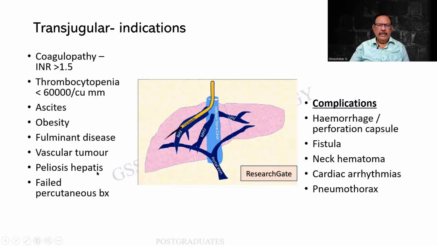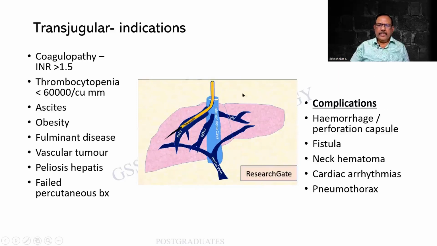Peliosis hepatis, again, is an abnormality wherein there is a vessel without a wall. There are lakes of blood without any endothelium. And in cases of failed percutaneous biopsy, you can do a transjugular one. See what is being done over here. Through the jugular vein, through the vena cava, it is being taken to the inferior vena cava, and it goes to the liver.